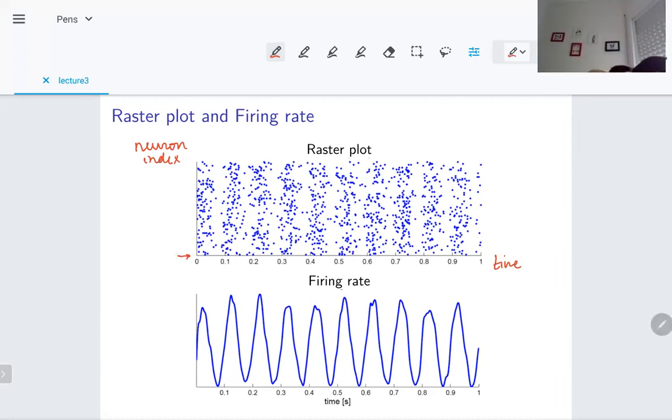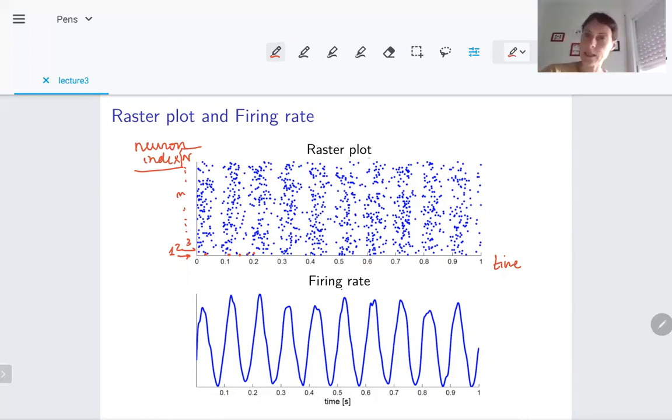For instance, if we take neuron number 1, as we move along the x-axis, we draw a dot every time neuron number 1 spikes. So we keep track of the voltage of this neuron, and every time it spikes, we put a dot. This is my first row. Then on my second row, I put a dot every time neuron number 2 spikes. And I do this for neuron number 1, number 2, number 3, up to N, which is the total number of neurons in my network.